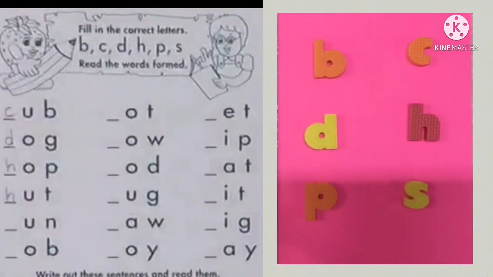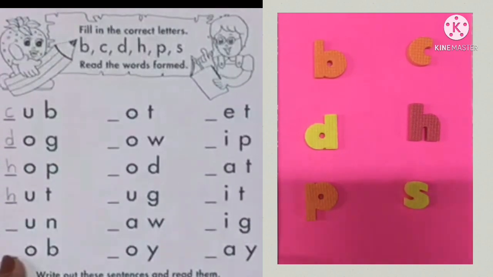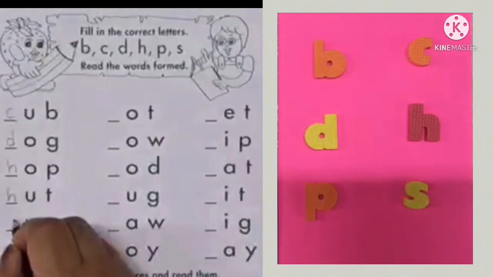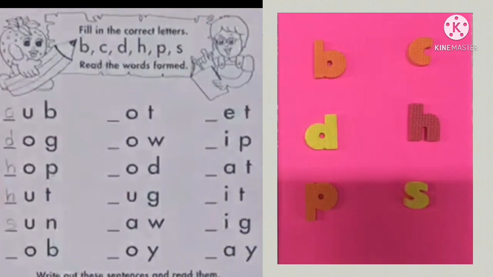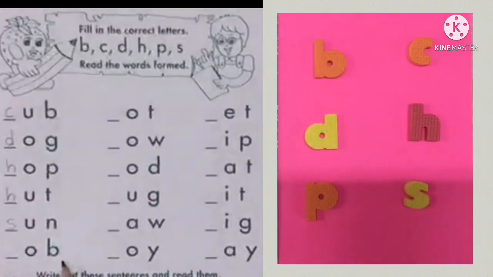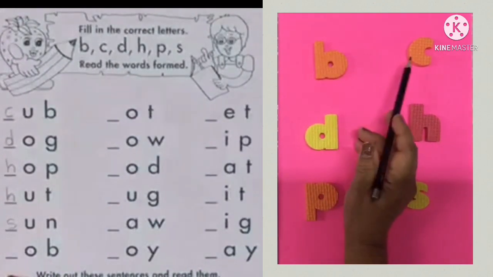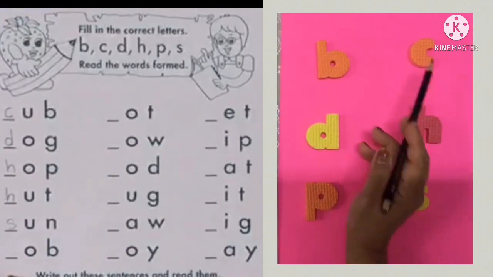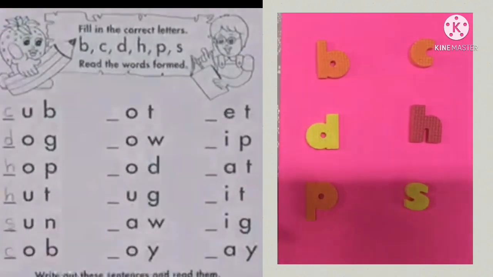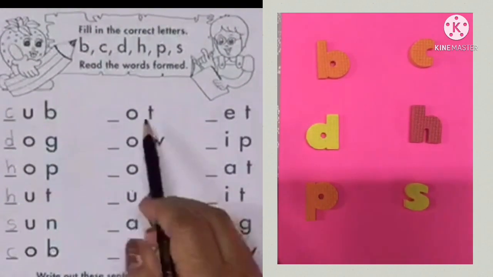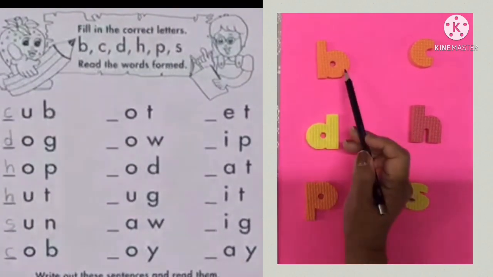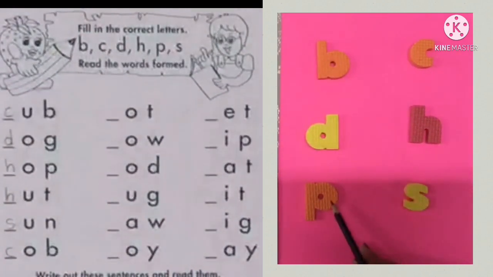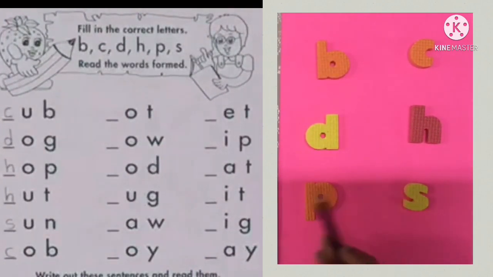The next word is sun. Is this S? No. Is this S? Yes. And what letter is this? S. The next word that I would like to make is cob. Is this K? No. Is this K? Yes. And what letter is this? C. The next word is pot. Is this P? No. Is this P? Yes. And what letter is this? B.